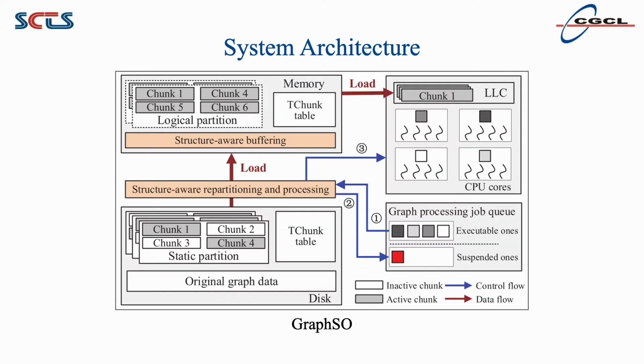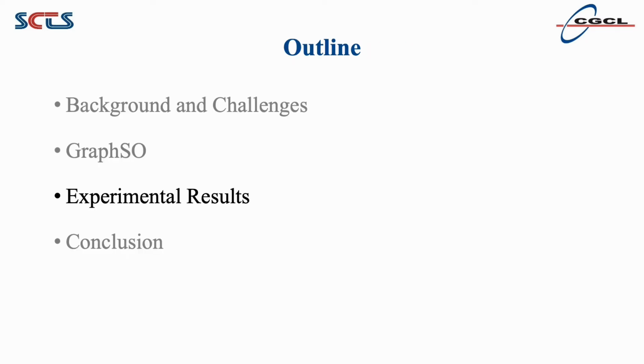This figure shows the architecture of our storage system. Its key techniques mainly include structure-aware adaptive graph repartitioning, processing, and structure-aware buffering. Besides, GraphSO uses a structure-aware buffering strategy to further minimize I/O overhead. Then, I will introduce the experimental results of GraphSO.